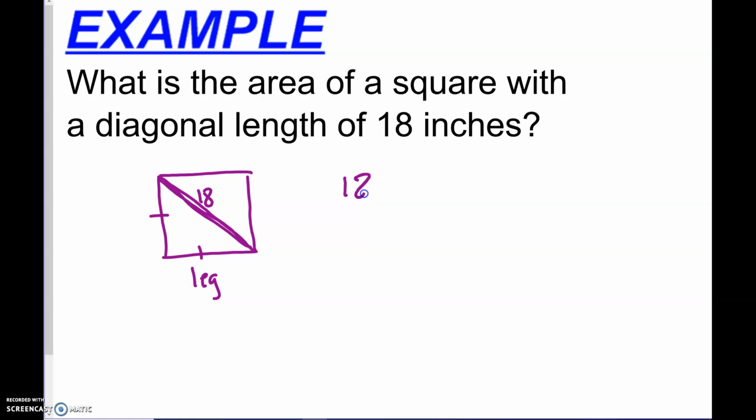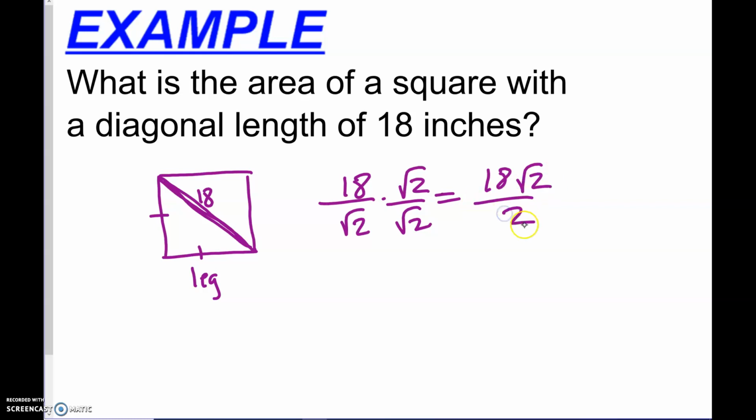So we're going to take 18 and divide by root 2. So times root 2 over root 2. So we have 18 root 2 over 2. So 2 goes into 18 9 times. So we have 9 root 2 inches.